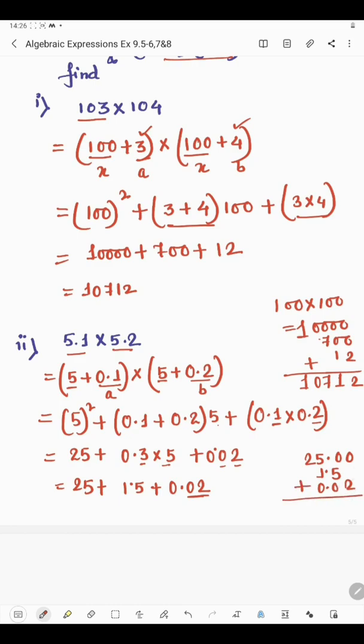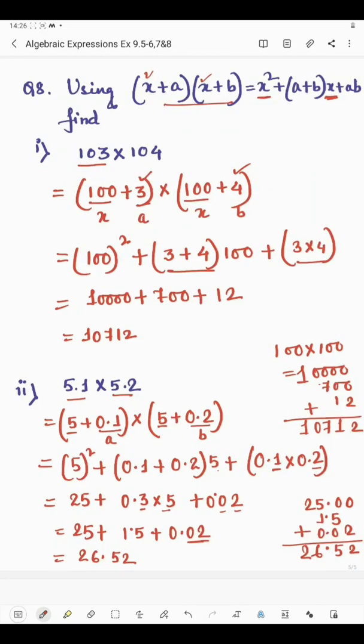So 2 plus 0 is 2, 5 plus 0 is 5. Then we have to put the decimal. Now 5 plus 1 is 6 and 2 will come down. So answer of the second part is 26.52. Okay. So this was question number 8 and this was the last question of this chapter.